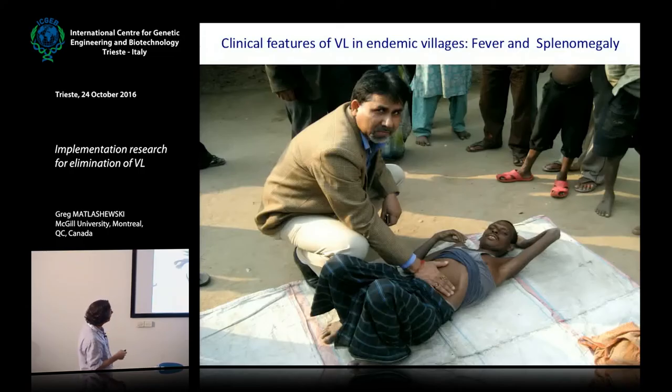So one possibility is you go inside the villages. This is Dr. Das from the RMRI. You can go into a village. You put down a mat and you say, if anybody here has fever, come and lie down on the mat. So he can palpate here and see if he has an enlarged spleen. If he's got fever and an enlarged spleen, you do an RK39 test. And if he's positive, you can treat him.